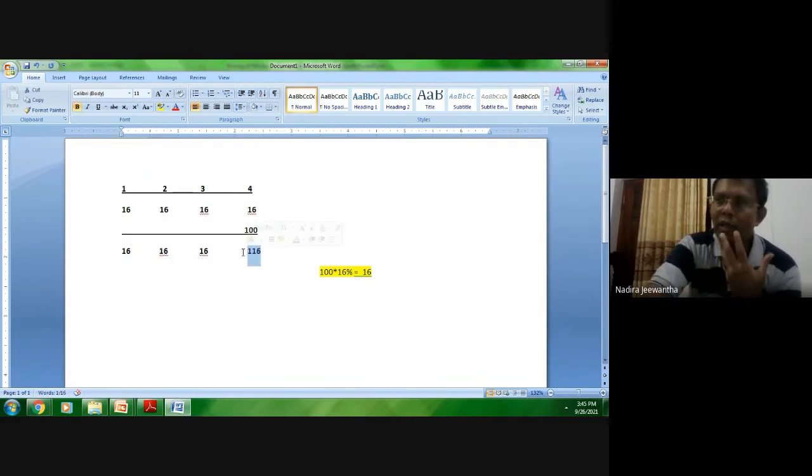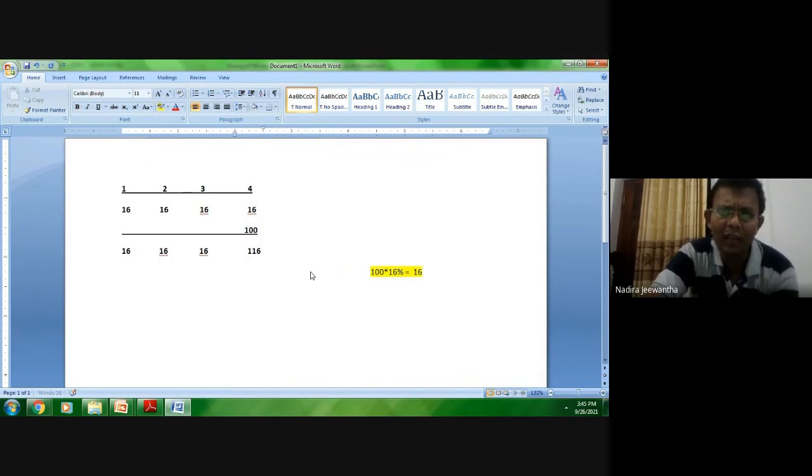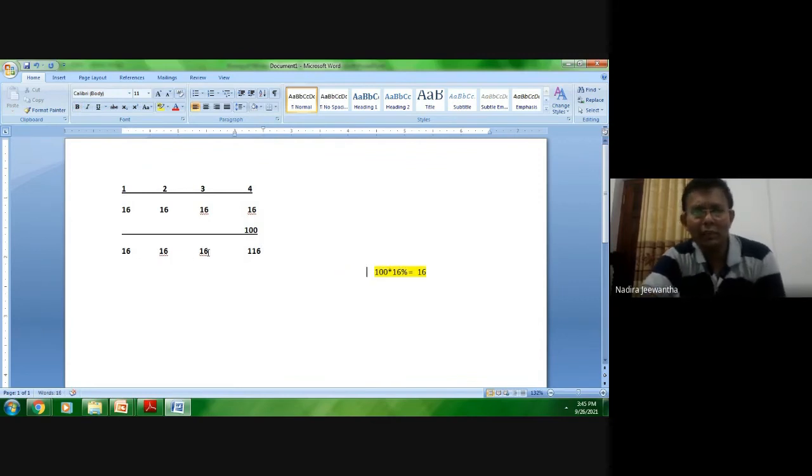So then if somebody asks me how much total amount you need to pay, can you add these four together and tell the answer is correct or wrong? It's wrong. Right? If you add 16 three times and 116 and say one answer, that is wrong.